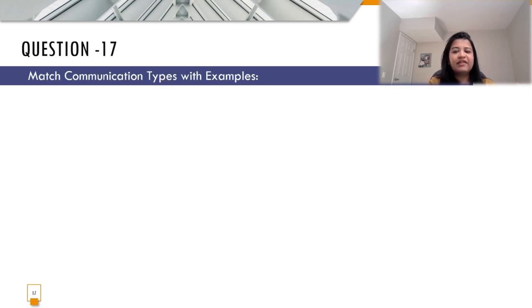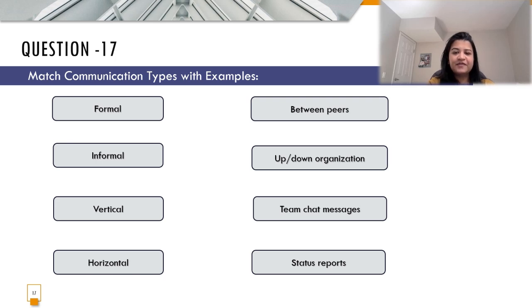In question number 17, let us match the communication types with their examples. Now, we have different types of communications like horizontal communication, vertical communication, formal and informal types of communication. Formal communication is something that occurs with the stakeholders in terms of giving them the status reports. Next is informal communication, that is the team chat messages. Horizontal is the communication that occurs at the same level. So that's where I can say that maybe between the peers could be considered as horizontal communication.